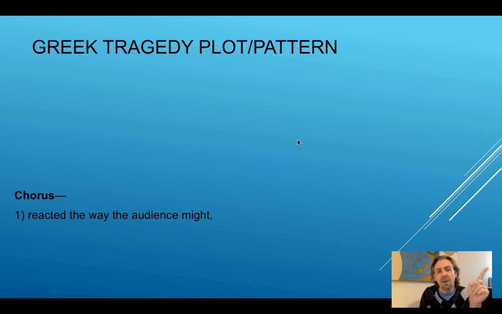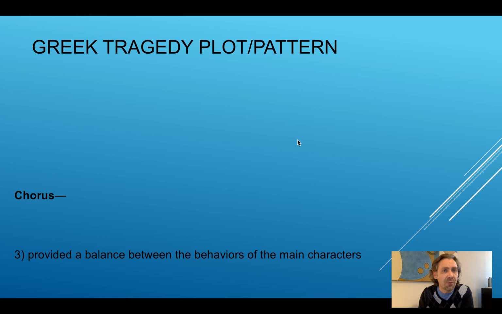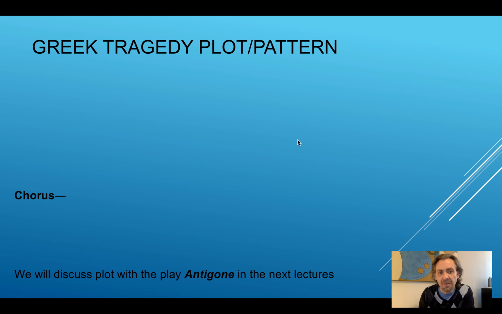Now the chorus, number one, reacted the way the audience might. So they reacted to the episodes and to the scenes the way the audience might in order to essentially inform the audience how they should react. Number two, they gave background information that was necessary in order to understand the plot. So as you read Antigone, consider what the chorus says as being very important, telling you what you need to know to understand the entire story. Number three, the chorus provides a balance between the behaviors of the main characters because you have a protagonist and an antagonist. And so the chorus balances their behaviors. And we'll discuss the plot of the play Antigone in great detail during our next two lectures.